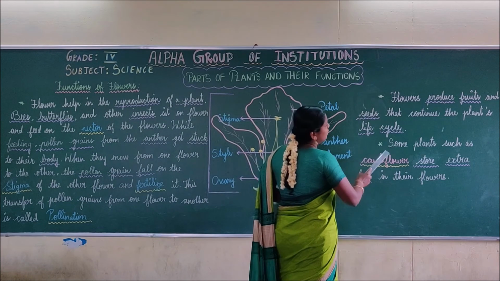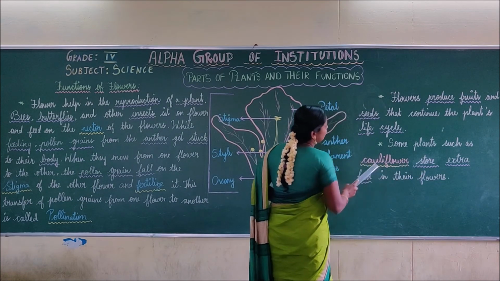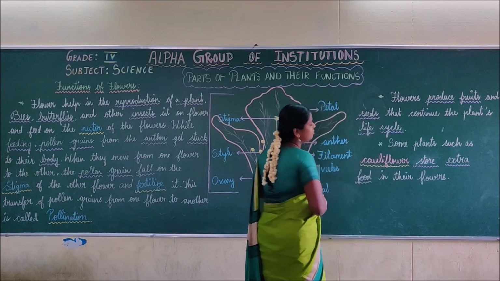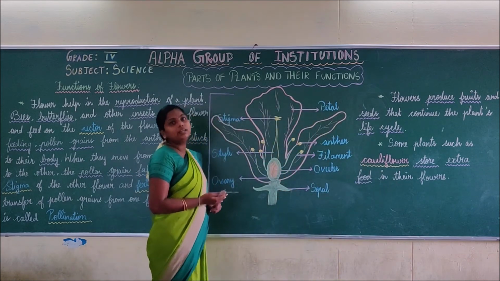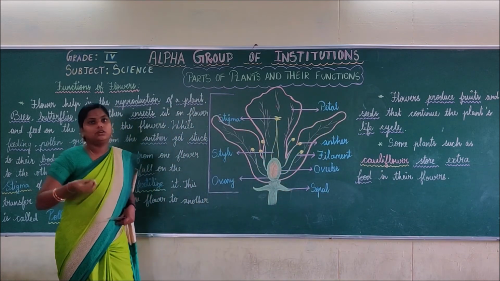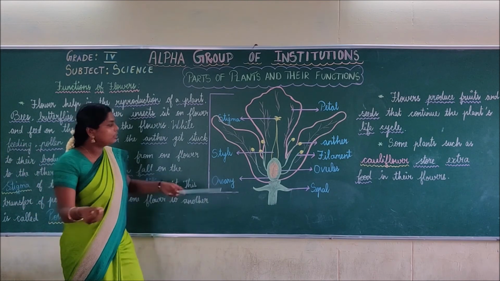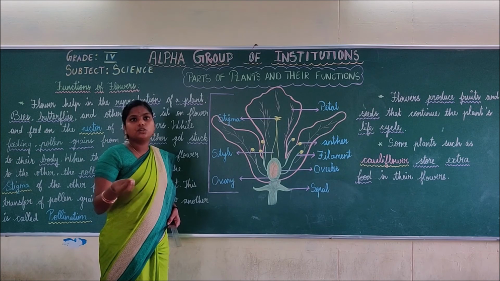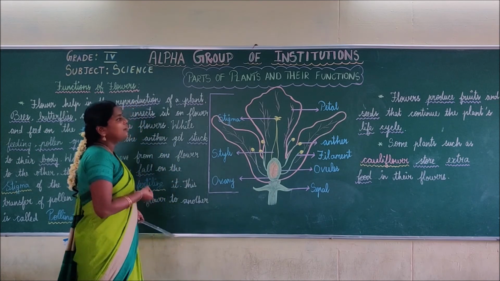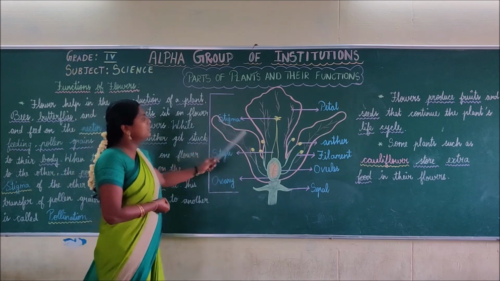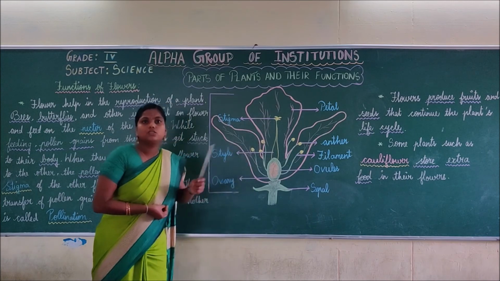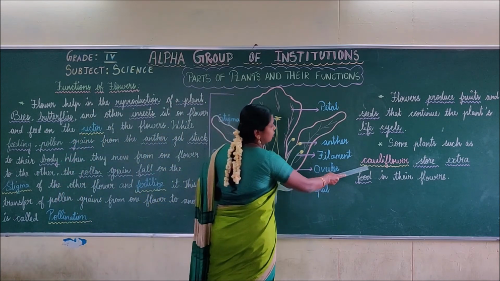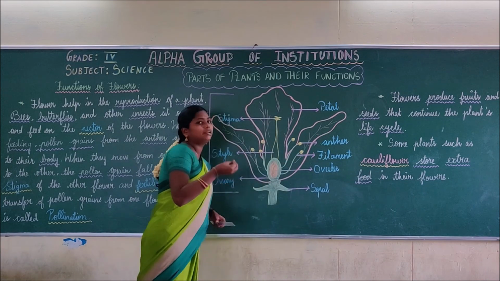Your last point: some plants such as cauliflower store extra food in their flowers. We already saw that some stems will store food, some roots will store food, and some leaves are also storing extra food. In this kind of case, some plants are also storing extra food in their flower. For example, cauliflower stores the extra food in its flower.